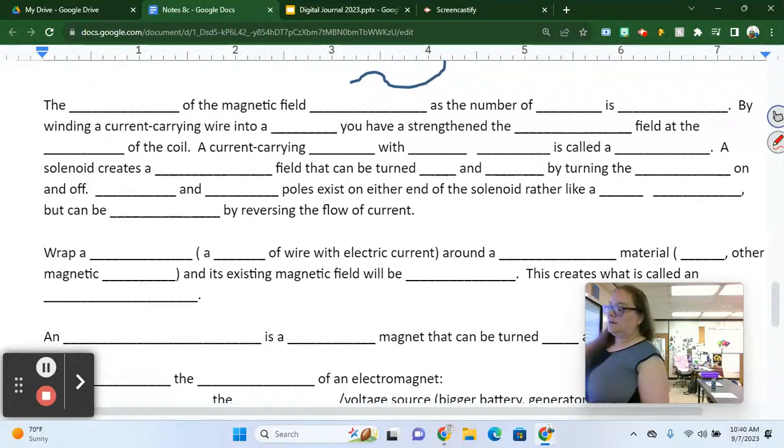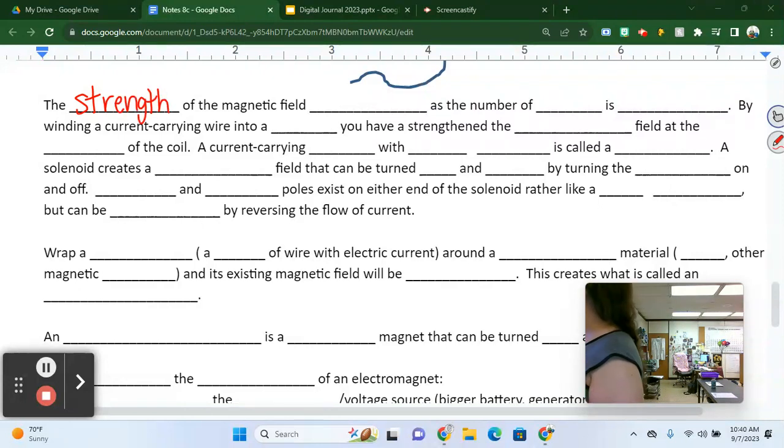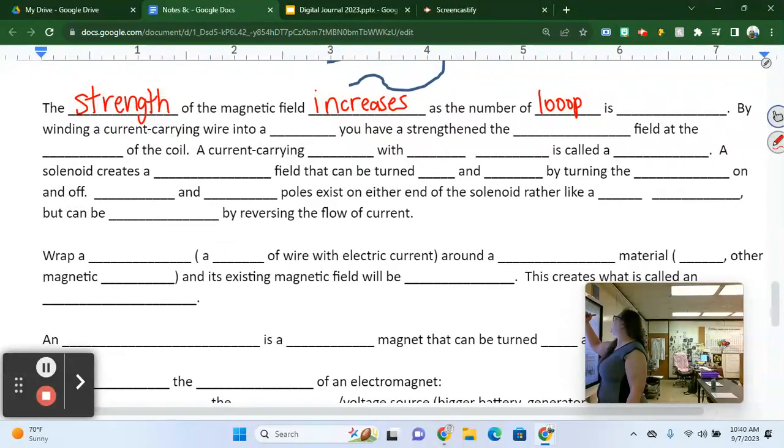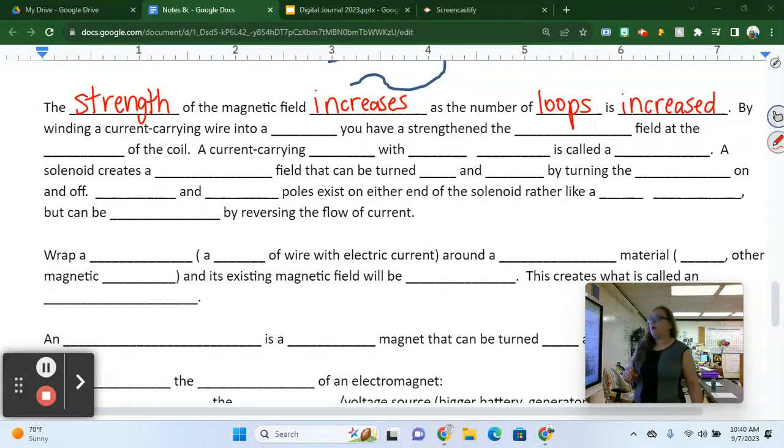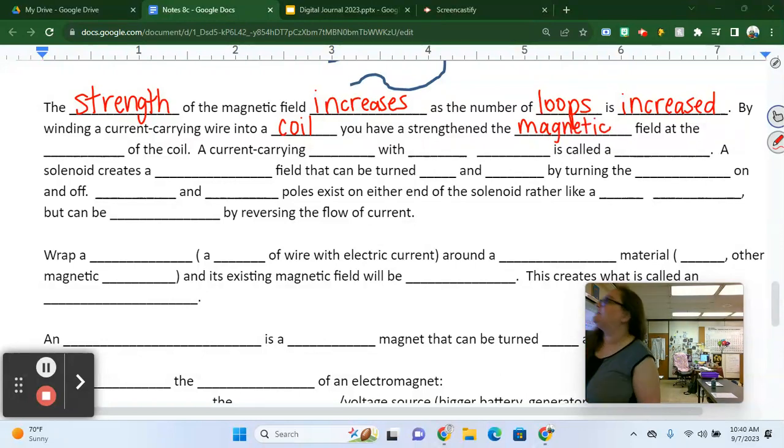The strength of the magnetic field increases as the number of loops is increased. So the more loops you have, the stronger your electromagnet. By winding a current carrying wire into a coil, you have strengthened the magnetic field at the center of the coil.